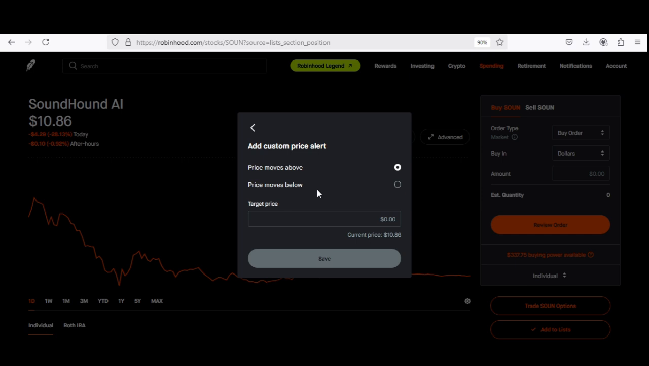So let's use Sound AI, for example. If you buy Sound AI right now at the share price of $10.86 and you want to protect yourself, you're of the mindset that if SoundHound drops below $10, I want to get out of the stock, then you simply go in here and you type in $10. You hit save and that's it. If it does hit the $10 mark, you will get a notification to your phone and then you could go ahead and use that information as you will.